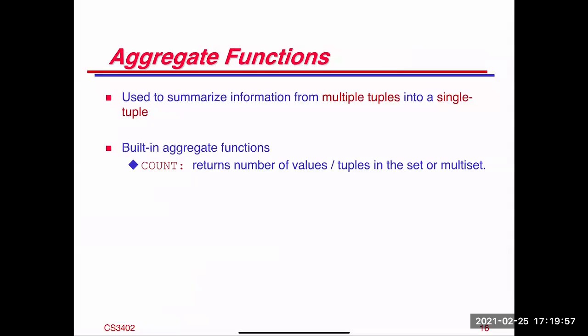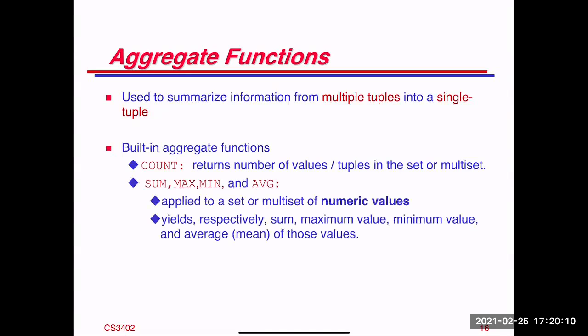So there are several built-in aggregate functions. The first one is count. So that just returns the number of values or tuples that are in a given set or multiset. And there are also sum, max, and min, and AVG, which stands for average. So these are applied to a set or multiset of numeric values.